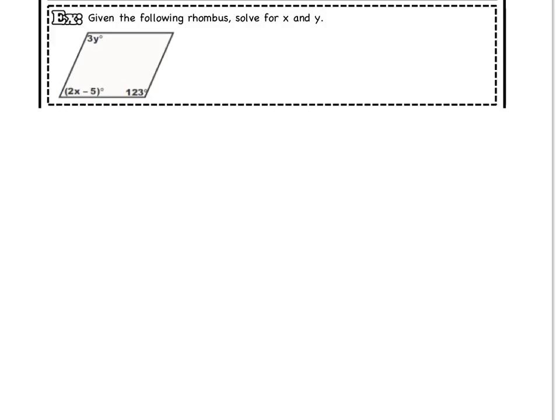Alright, so the next one says, given the following rhombus, solve for x and y. So what is my task? Solve for x and y. What shape am I given? A rhombus. Alright, and then what information is given?